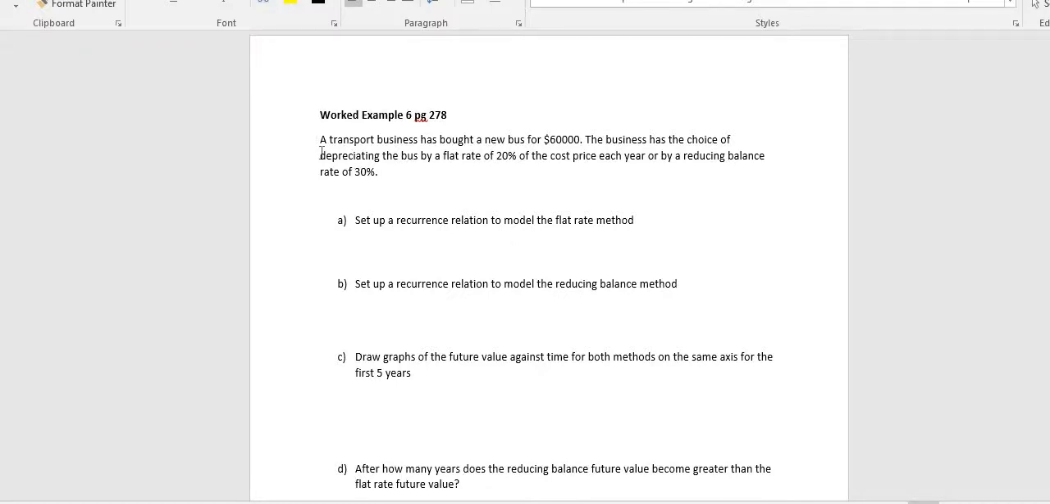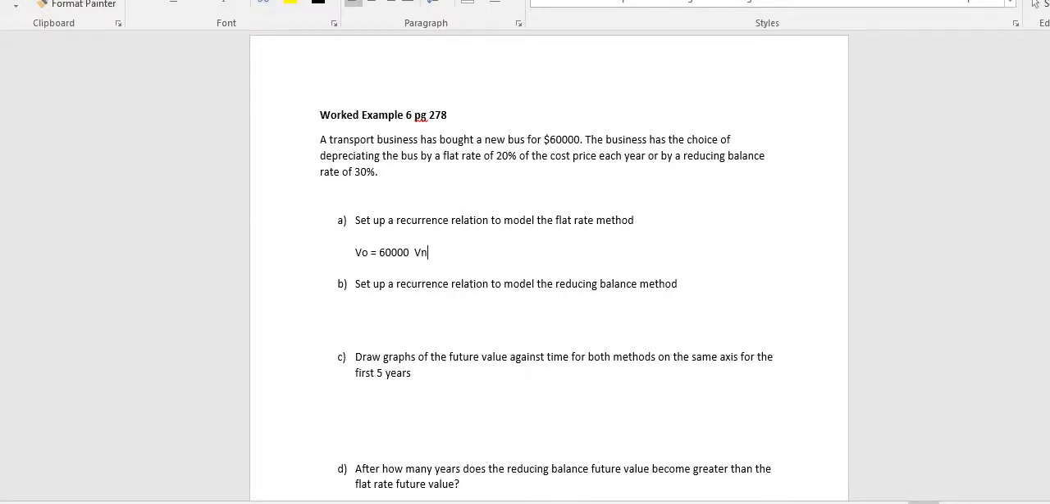Now obviously your key terms and your keywords, you want to underline those as you go along. Key one here is depreciating, which means that we're going to be going down in value. Part A asks us to set up a recurrence relation to model the flat rate method. Okay, so recurrence relation to model the flat rate method. I'm going to have V naught, which is my initial term. So my initial term here, my starting point, is $60,000.